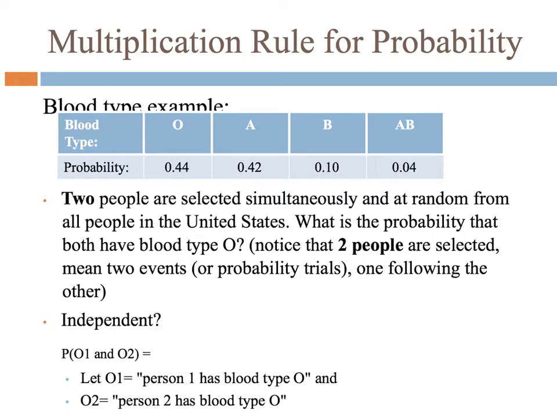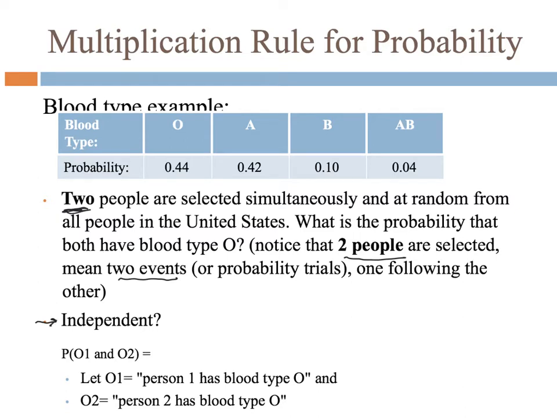within large populations becomes the probability of selecting one person at random and the probability of selecting that person with that quality. But if we're selecting two people simultaneously and at random from all people in the United States, the question here is what's the probability that both have blood type O? So two people are being selected, meaning we have two trials or two events, one following the other. Now here's a question for this particular scenario: are these two events independent?